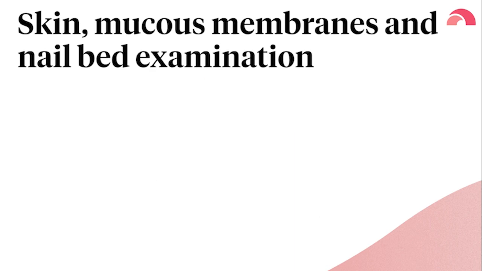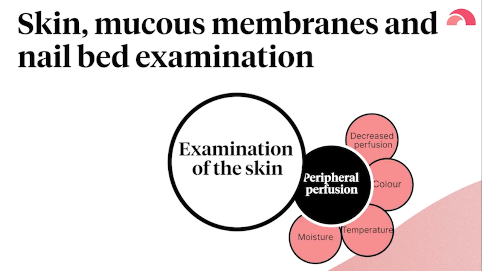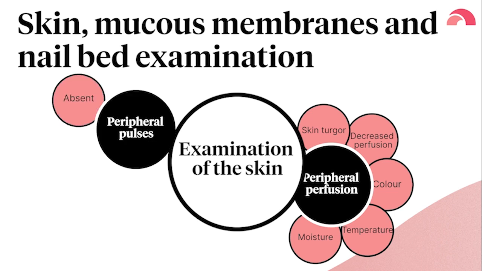When we perform an examination of the skin and peripheral perfusion, we look for decreased perfusion by assessing color, temperature, and moisture of the skin. Skin turgor should be assessed to determine the fluid status of the patient. We assess peripheral pulses to determine if they are absent, weak, normal, or bounding. This can't be done with the oxygen saturation probe. It's essential that you actually feel the pulse to assess the volume as well as the rhythm and any irregularities.